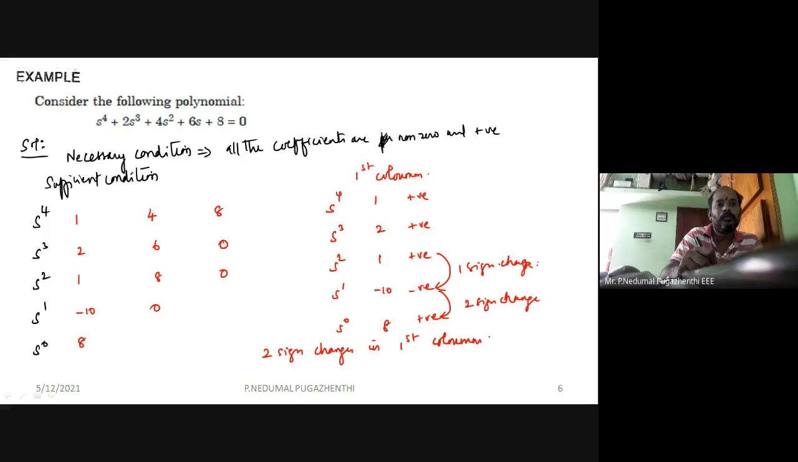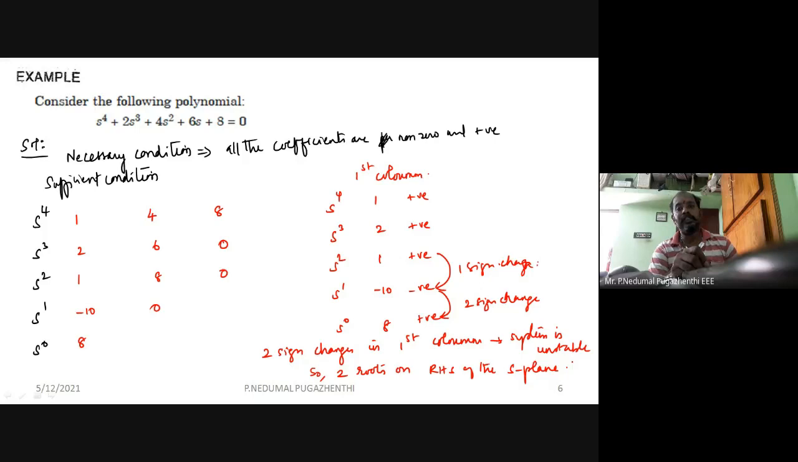The system is unstable. And what about the comment I can write about the roots? Two sign changes in the first column, so two roots on the RHS of the S plane. Two sign changes on the RHS of the S plane. Got the idea?